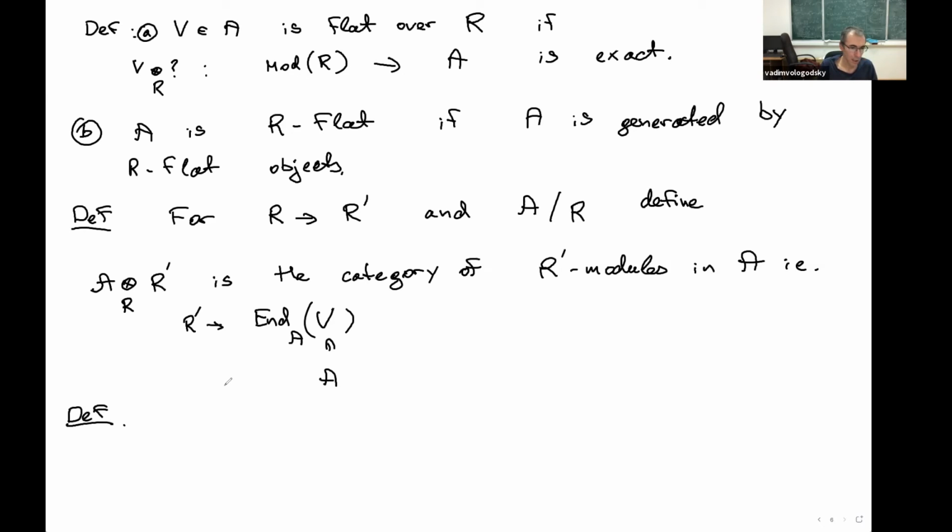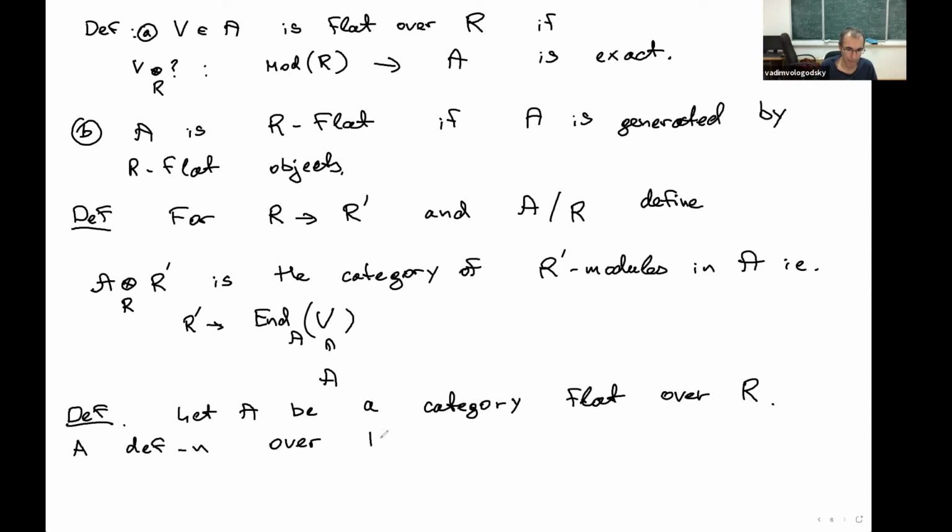And finally, now we can talk about quantizations. Well, first of all, deformations, flat deformations of A. So let A be a category flat over R. A deformation over the power series is just a collection of categories A0 equal to A, A1, ..., AN. So these are flat over R of truncated polynomials, H^(N+1), flat.